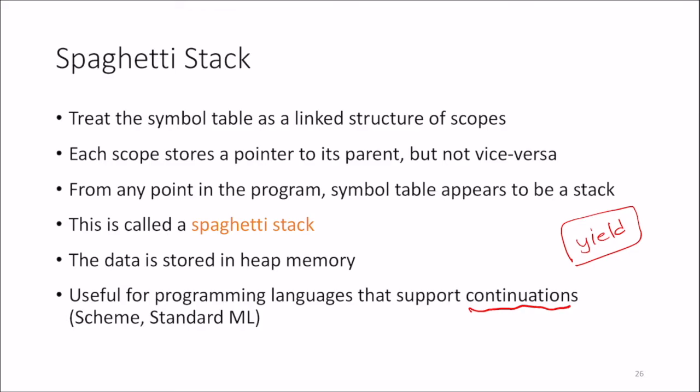In order to do that in a stack, you would have to do a lot more to keep track of everything. And essentially a spaghetti stack is very useful when you want to deal with continuation. So in programming languages like Scheme or Standard ML, you would implement the symbol table using a spaghetti stack to support first-class continuations.